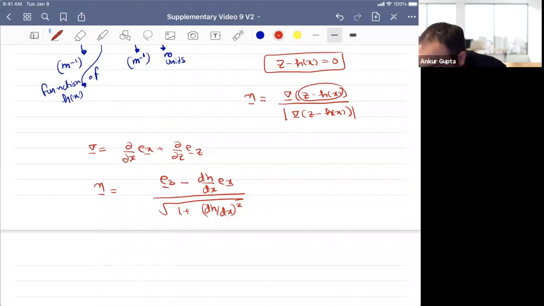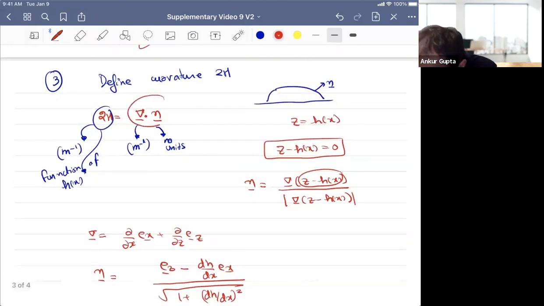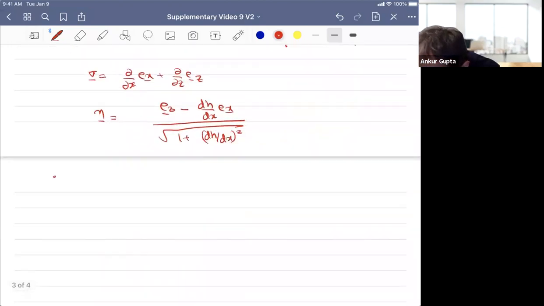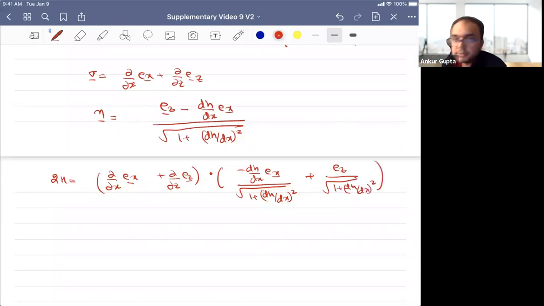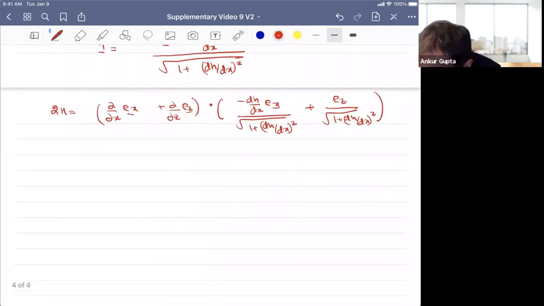Okay, so if you do this, you get this n vector first, and then we have to take a divergence, or we have to do 2h is equal to del by del x ex plus del by del z ez dotted with minus dh by dx ex by the square root of 1 plus dh by dx whole squared, plus ez by the square root of 1 plus dh by dx whole squared. Okay, so take a divergence operator now. So the two vectors will become a scalar. And I leave this up to you, and this is something you also have to do in the homework.